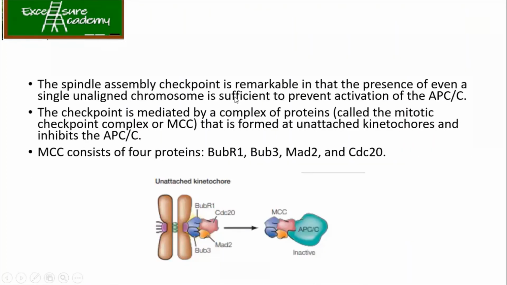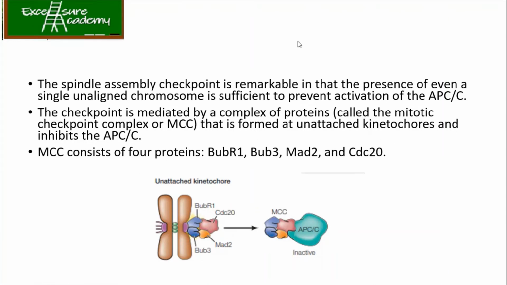The spindle assembly checkpoint is remarkable in that the presence of even a single unaligned chromosome is sufficient to prevent the activation of APC. It means that all the chromosomes need to be attached to the spindle fibers. अगर एक भी miss हो गया, APC will not get activated. Okay, so the checkpoint is mediated by a complex of proteins called the mitotic checkpoint complex or MCC, which is formed at the unattached kinetochores and inhibits the activation of your APC/C.